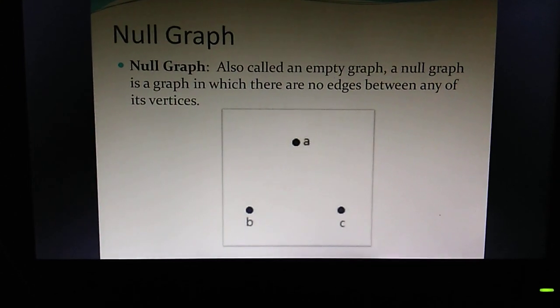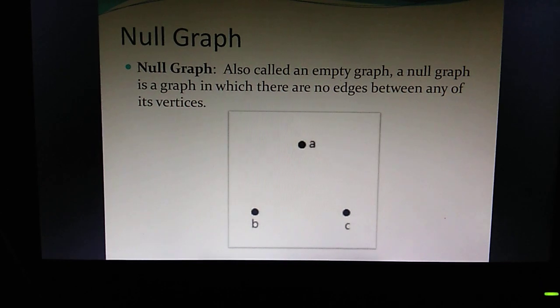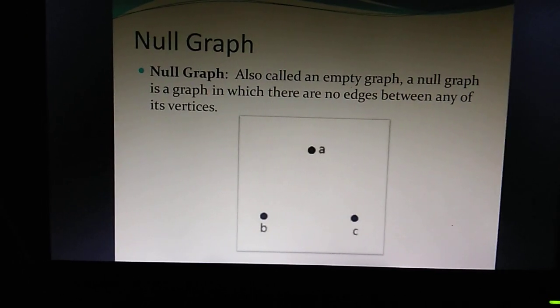Null graph. A null graph, also called an empty graph, is a graph in which there are no edges between any of its vertices.